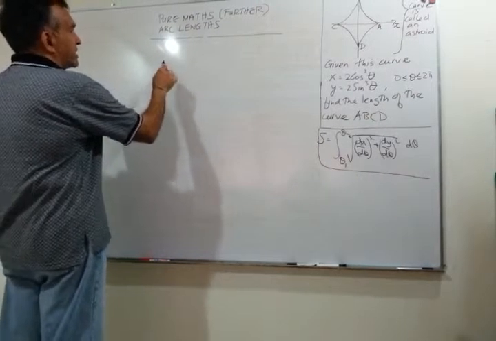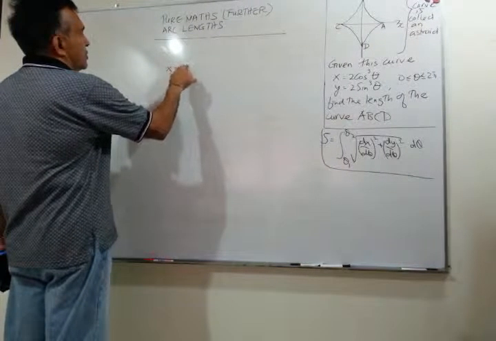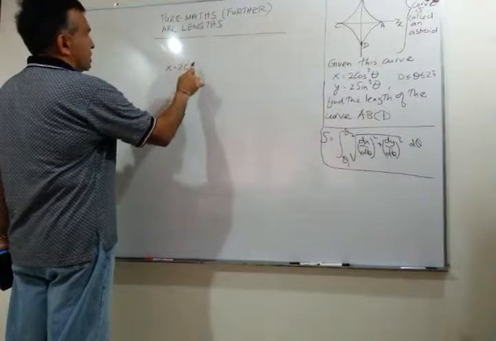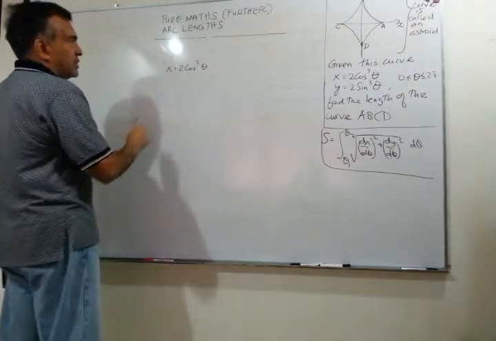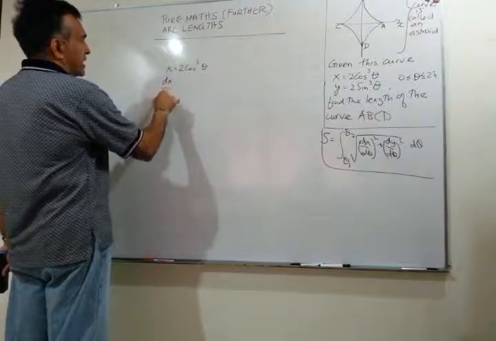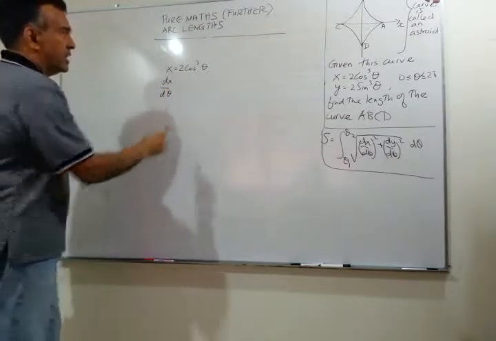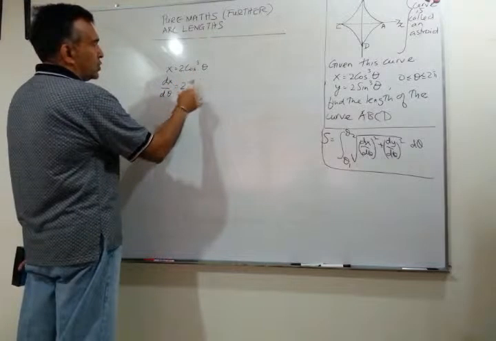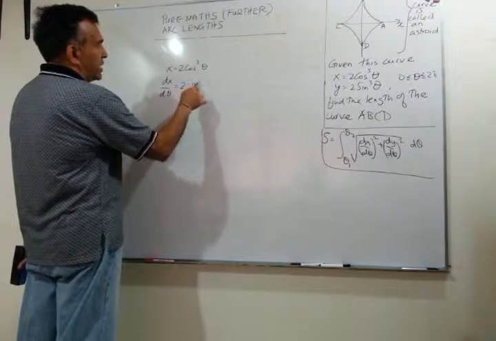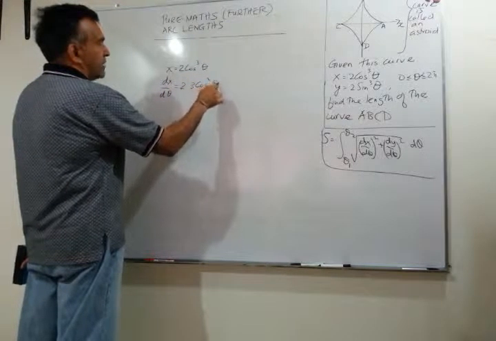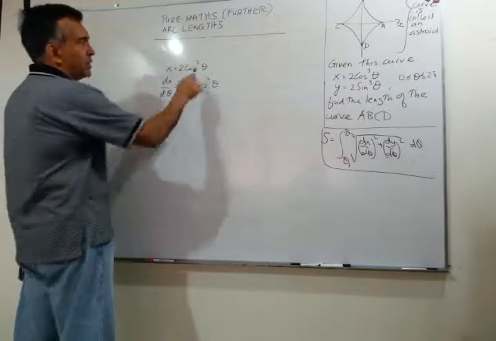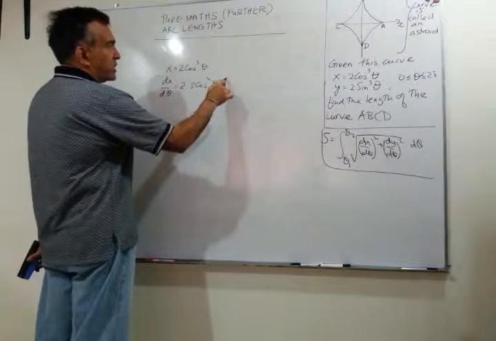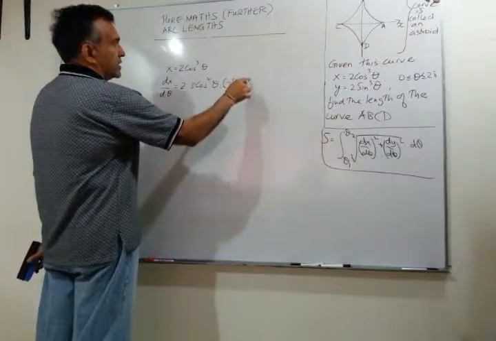Let's start with x, which is 2 cos cubed theta. So we can write dx/dθ. Differentiate: I have 2 here, cos cubed, bring the 3 down, so I have 3 cos squared theta. Forget about the power. When you differentiate cos theta, you will get minus sine theta.